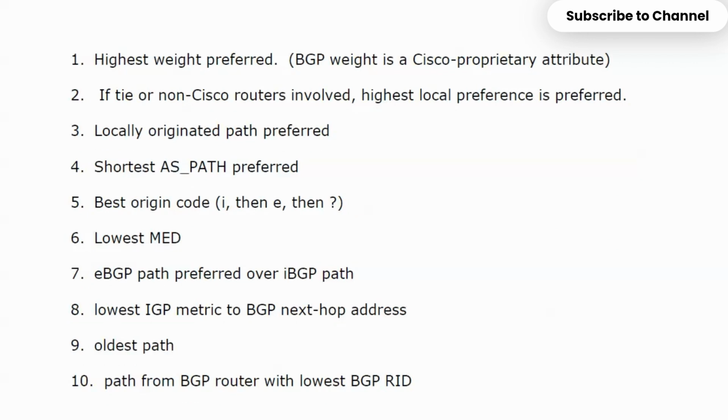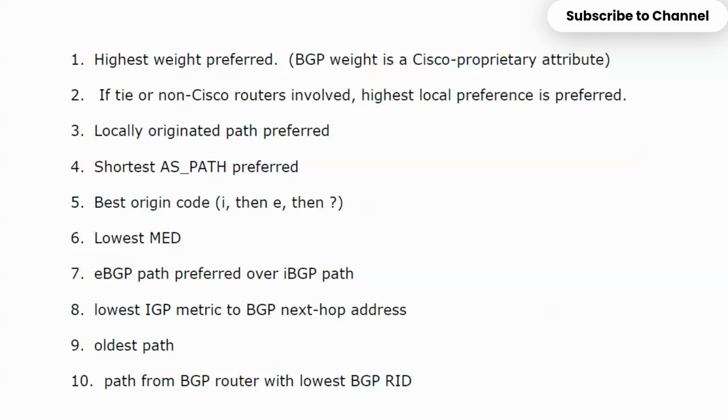First off, the highest weight is always preferred. BGP weight, by the way, is a Cisco proprietary attribute. So the highest weight is going to be preferred. Then, if that's a tie, or there are non-Cisco routers involved, the highest local preference, that LOCPREF, is preferred. If that's a tie, then the locally originated path is preferred. If that's a tie, then the shortest AS path is preferred. I'm not going to keep saying that's a tie, but next up in the tie-breaking process is the best origin code. And by best, we mean I, then E, then question mark. The next one is the lowest MED, the multi-exit discriminator. I know we haven't gotten to that yet, but we will.